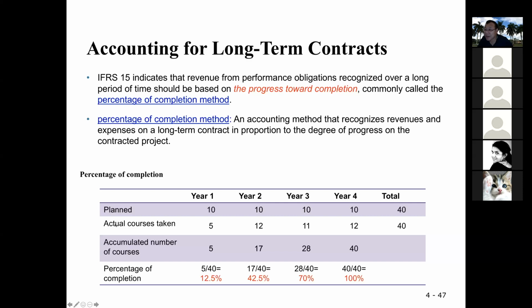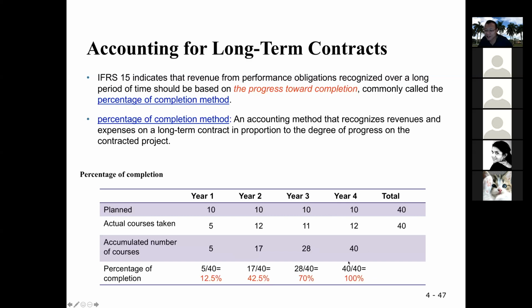Now in the second year, suppose you realize, guess what? I'm a little behind on my schedule, so I'm going to take more courses. In the second year, you take 12 courses. So by the end of the second year, the cumulative number of courses taken is 5 plus 12 equals 17. Percentage of completion is cumulative courses taken to date divided by total number of courses. So 17 divided by 40, that's 42.5%. Then you just keep going until at the end of year 4, you catch up and finish at 100%.